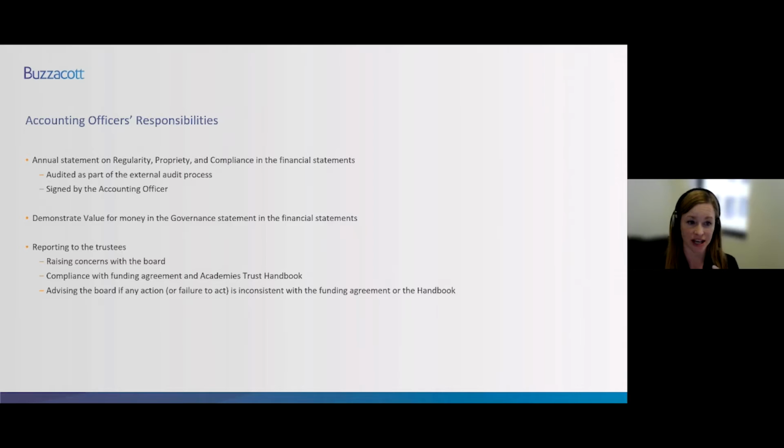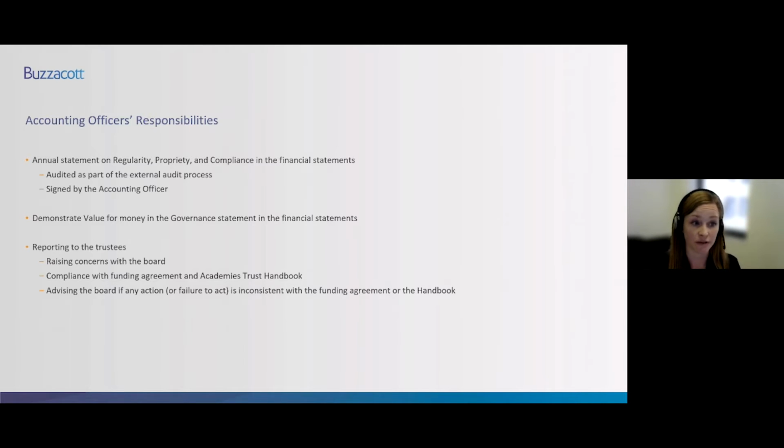They recommend that that's included as one of the value for money examples. Finally, the accounting officer has a duty to raise concerns. So the accounting officer must take personal responsibility, that cannot be delegated, for assuring the board that there is compliance with the funding agreement between the ESFA and the trust and compliance with the Academy Trust Handbook.